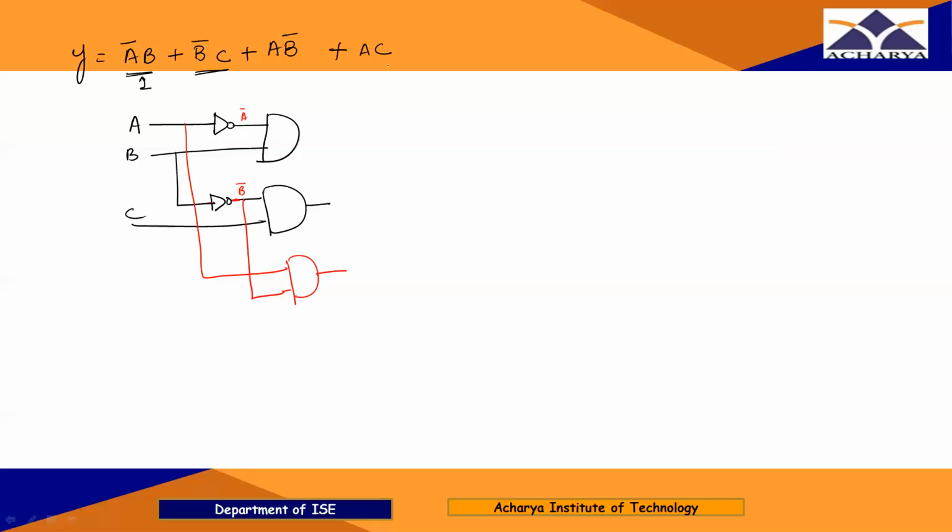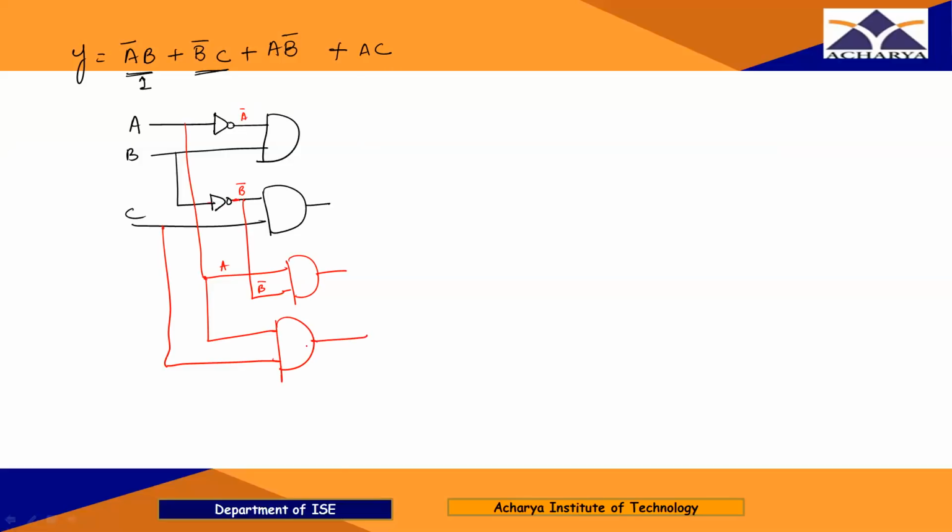Third one, and the last one is AC. So already I have A here. This is A. This is B bar, right? So I'm going to take A from here, and I have C here. So this is one AND gate.